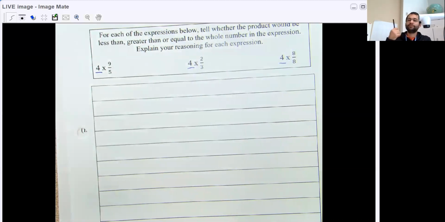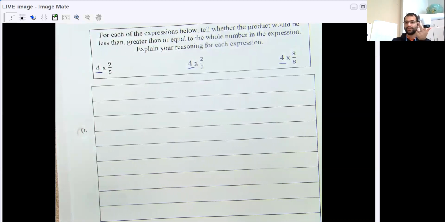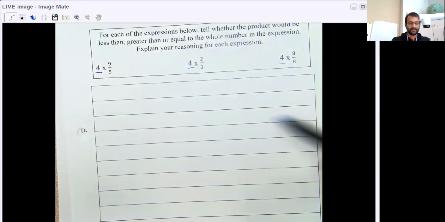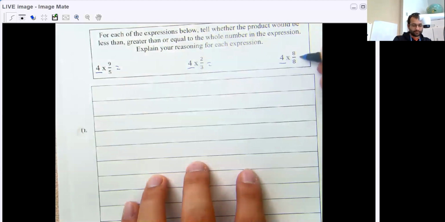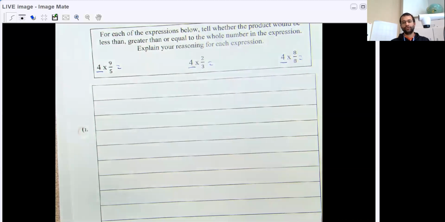And use the same strategy. Am I multiplying by 1, a whole? That's going to be equal. Am I multiplying by less than a whole, a fraction? It's going to be less. Or I'm multiplying by an improper fraction, it's going to be more. And explain that reasoning down here. So solve each of these and then explain your reasoning down here in your journal.